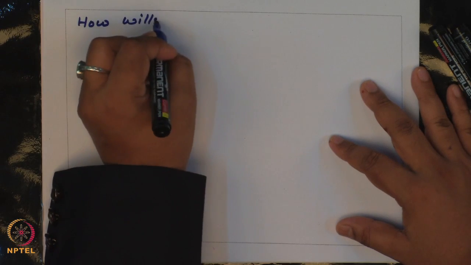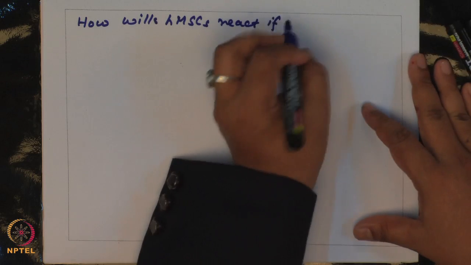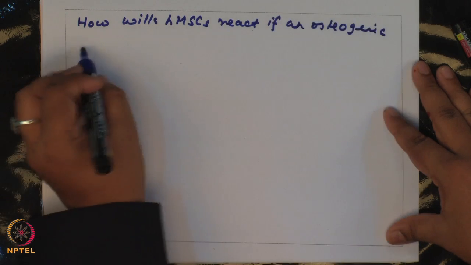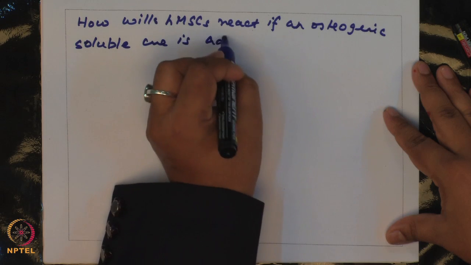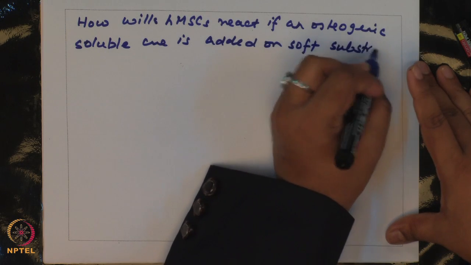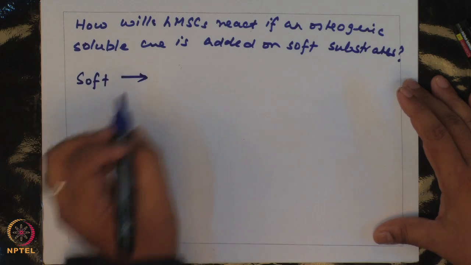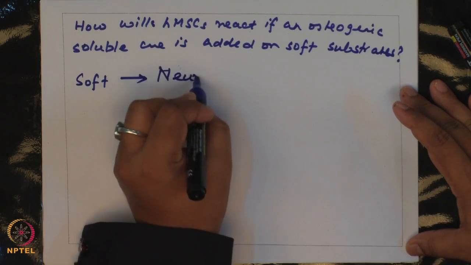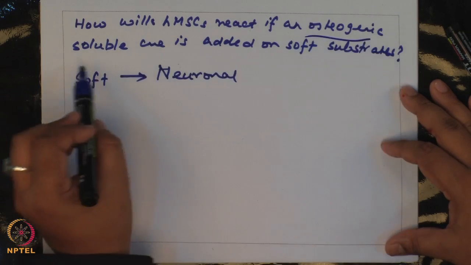So, the question is, how will HMSCs react if an osteogenic signal, a soluble cue, is added on soft substrates? On soft substrates, from the physical cue the cells tend to differentiate into neuronal lineage, right, and you are confusing the cell by putting in an osteogenic soluble factor.